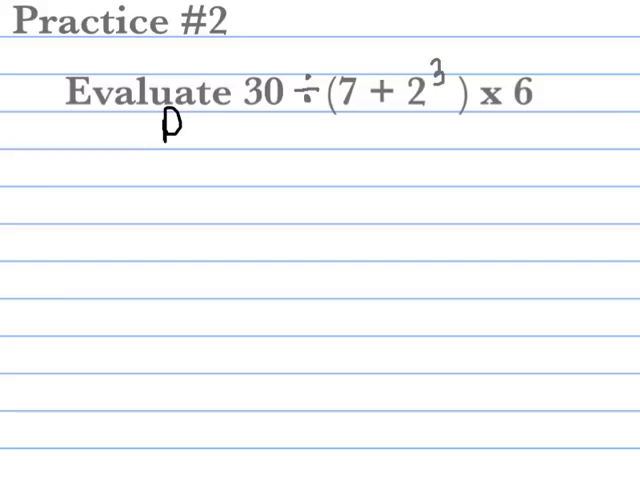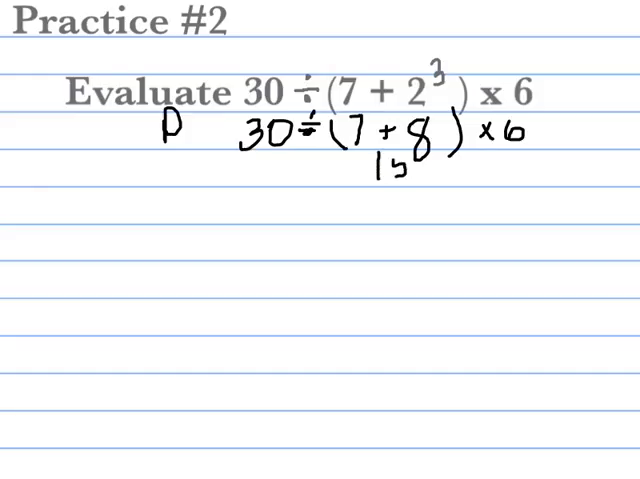So 2 to the 3rd power, which I know is the repeated multiplication of 2 times 2 times 2, and 2 times 2 is 4, and 4 times 2 is 8. I write it down, and I'm going to copy the rest of my problem to help me stay organized. So that was only a little step in my parentheses. I'm not quite done yet. I still need to simplify 7 plus 8. 7 plus 8 is 15, so I'm going to copy it down.